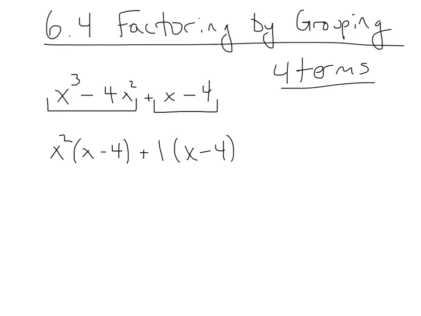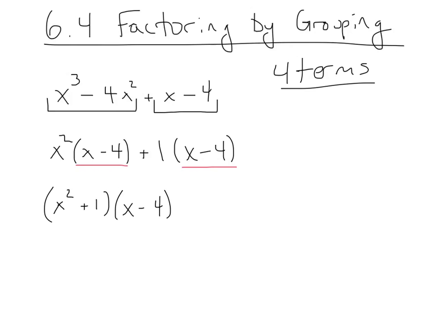So that's our first step in factoring by grouping, and this is really great because we notice that we've got an x minus 4 and an x minus 4. So the way we can rewrite this then is that this is x squared plus 1 times x minus 4. And that's what we get when we factored that original polynomial with the grouping technique.